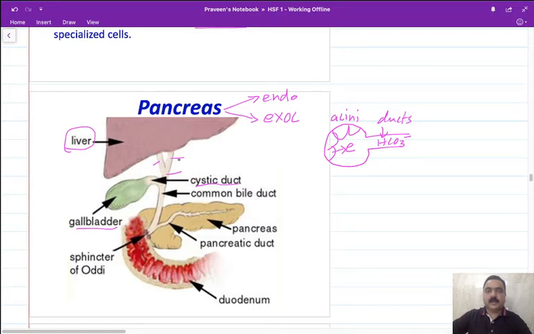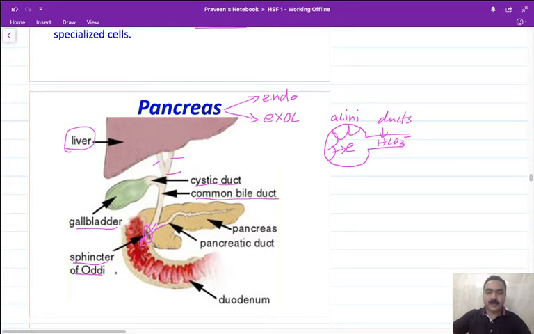So right hepatic duct, left hepatic duct, common hepatic duct join with cystic duct will join to common bile duct. The common bile duct and the pancreatic duct coming together and opens into the duodenum, and this opening is guarded by what? A sphincter of Oddi. So the sphincter is regulated. We will study about how this sphincter is regulated, what are the various things that can regulate the sphincter, okay.